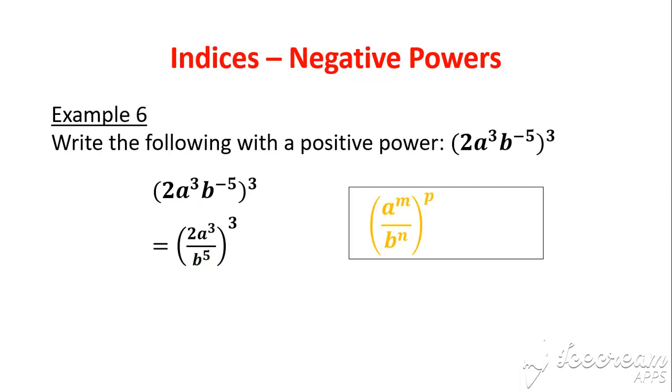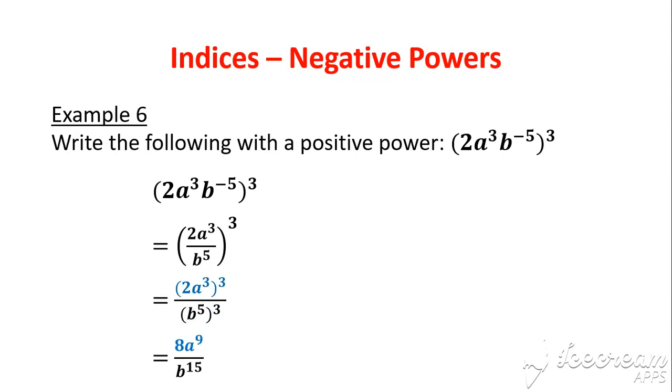Now, here's another rule that you need to be familiar with. We should have put this at the start of the video. If we have a to the power of m divided by b to the power of n, all raised to a common power p, then we can write it as a to the power of m to the power of p over b to the power of n to the power of p. So what we're going to do is go 2a cubed to the power of 3, and we're going to go b to the 5 to the power of 3.